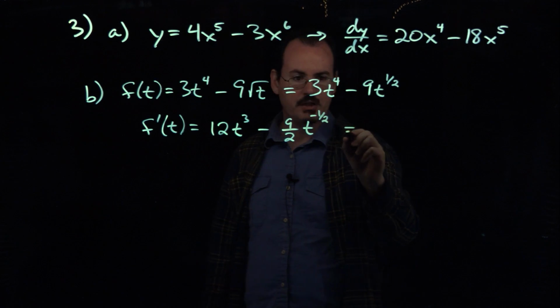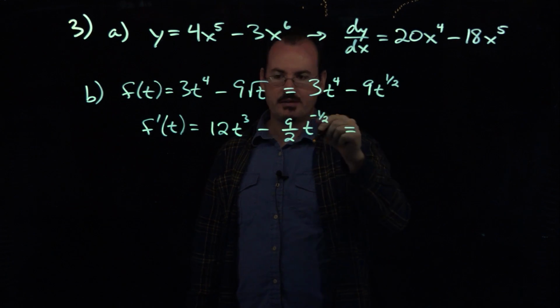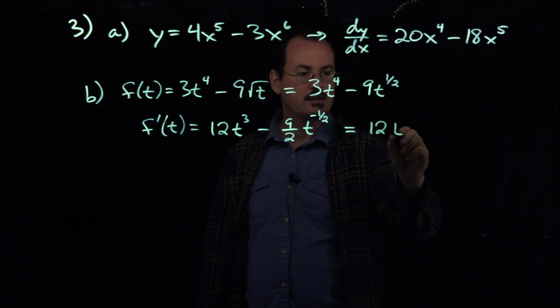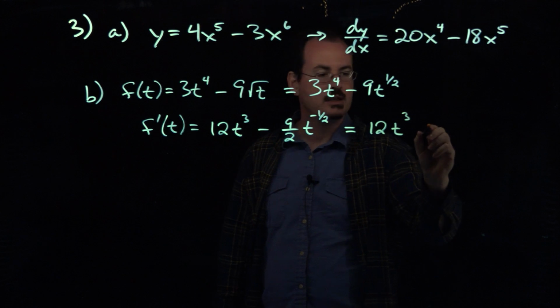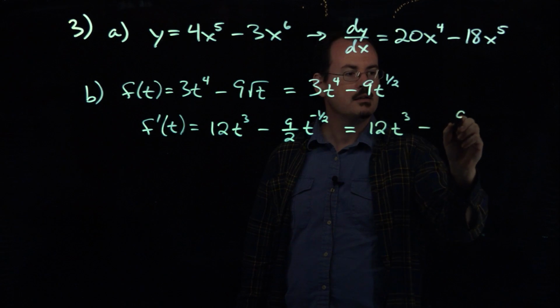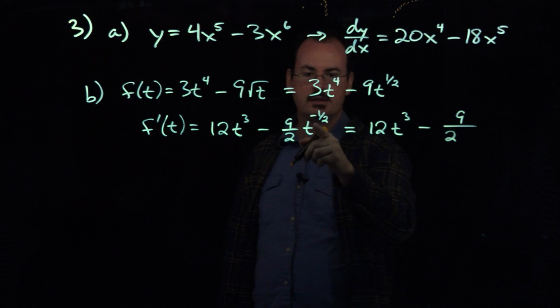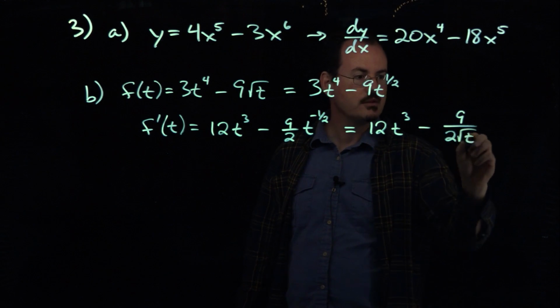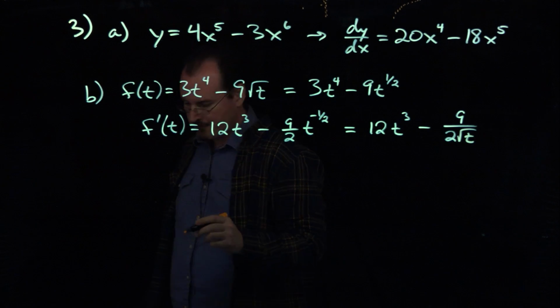And again, if I want to write this with positive exponents and roots, we can change that second part of the problem to be 9 over 2, and then the negative again moves it to the denominator. The 1/2 means it's a root. So if we want to, we can write the answer that way.